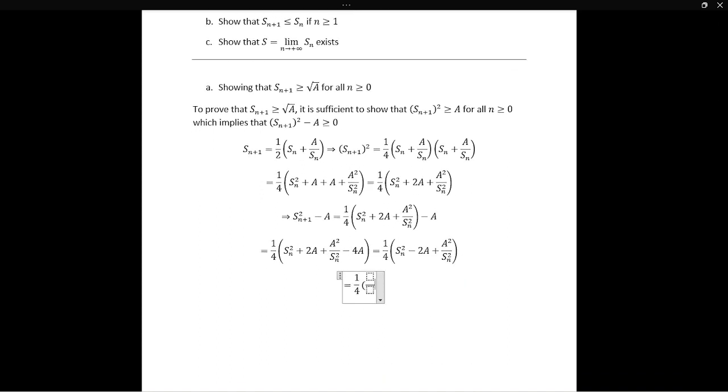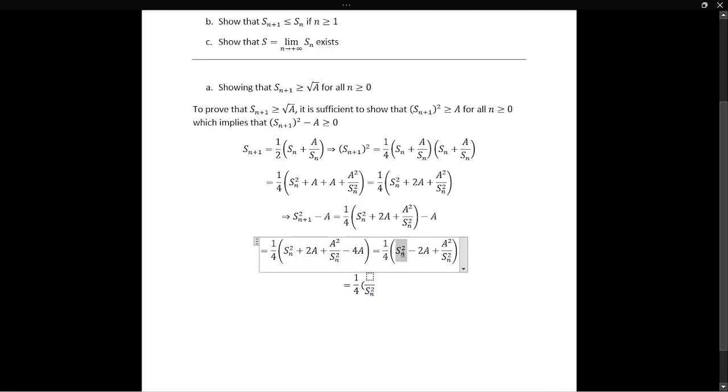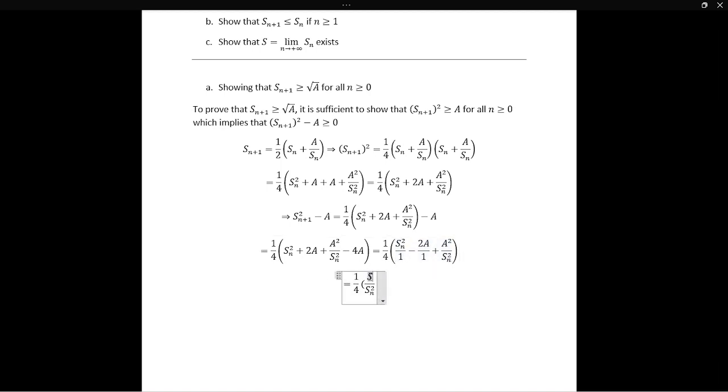Now from here, if we carefully simplify, we have the 1/4 outside. Now the LCM is simply s of n squared. When we multiply s of n squared with this, because this is the same as divided by 1, and also this is divided by 1, so when we get the LCM, we need to divide by 1 and multiply by this. We are just going to get s of n raised to the power 4 minus 2a times s of n squared, then plus a squared. That is what we have.